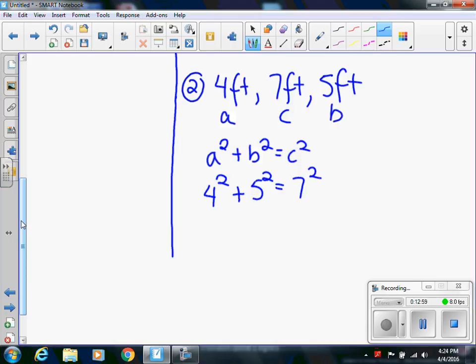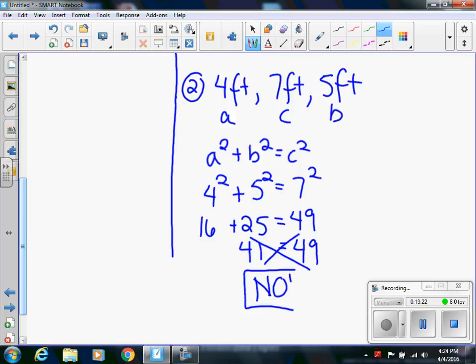Okay, so doing this math, that means that 16 plus 25 is equal to 49. 49 stays here, but 16 and 25 is actually 41. These are not the same. 41 does not equal 49. So this is wrong, and so this would be a no. This does not make a right triangle. So these here, this is a no. It's not a right triangle. Okay, that's the key thing on this.